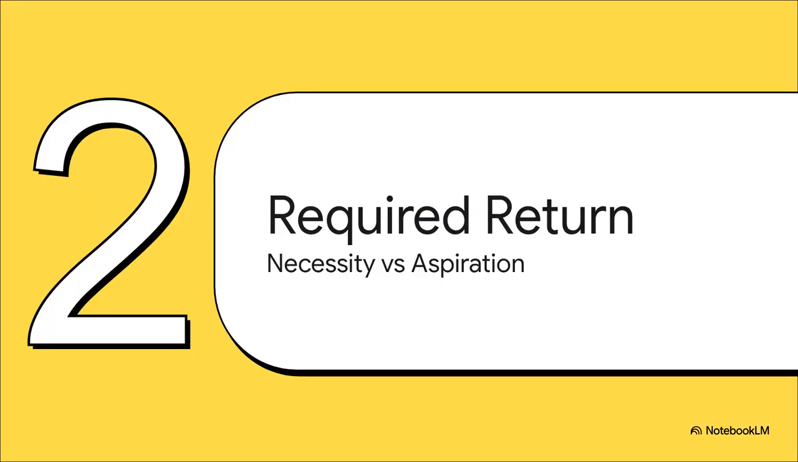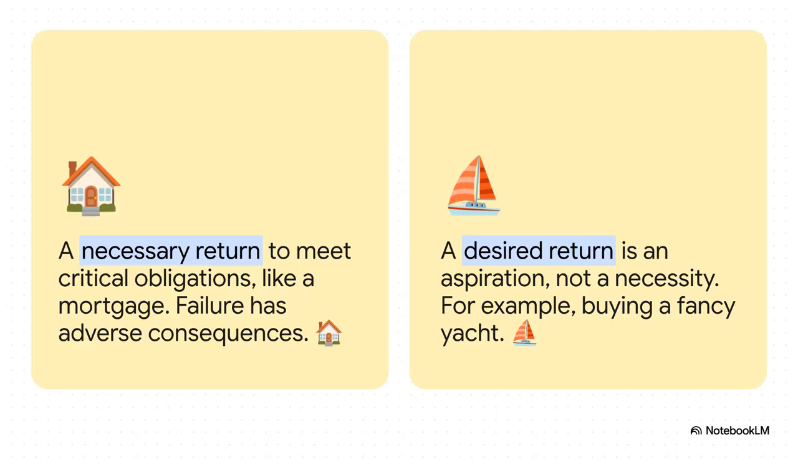This brings us to a critical distinction in your planning: necessity versus aspiration. For any prudent investor, and especially one who relies on investment income, it's essential to separate the returns you absolutely require from those you simply desire. A required return is a non-negotiable target. Missing it has adverse consequences because it is meant to meet your essential financial obligations, like a mortgage payment. A desired return, on the other hand, is an aspirational goal, like generating funds to purchase a luxury yacht. It's beneficial, certainly, but it is not essential for your financial well-being.